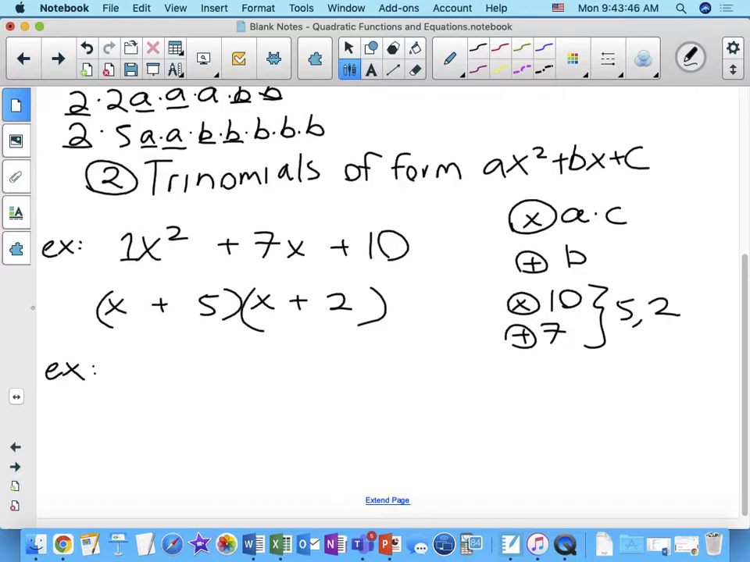Let's see, I'm going to pick one that's on here so that we can kind of skip ahead a little bit. Let's do this one. 9x squared plus 3xy minus 20y squared.